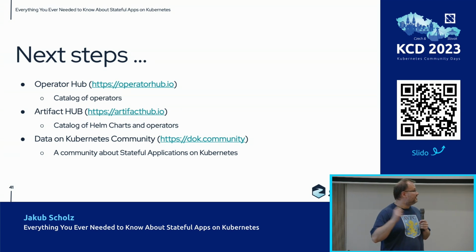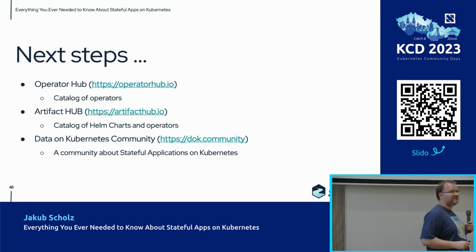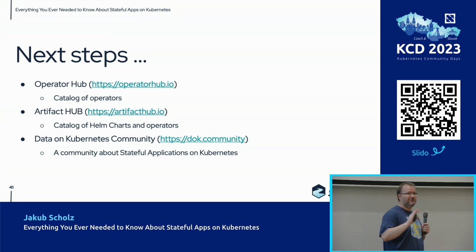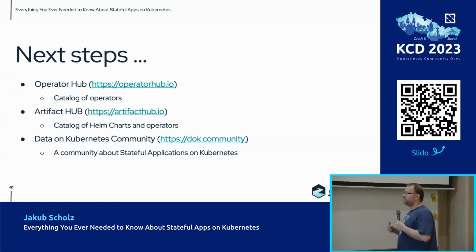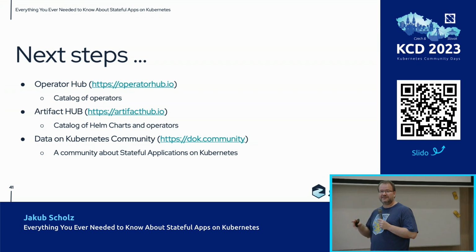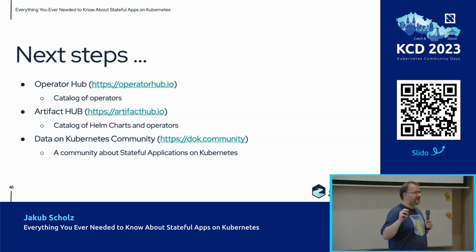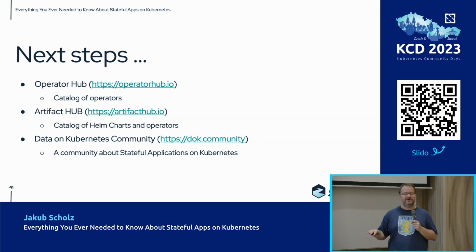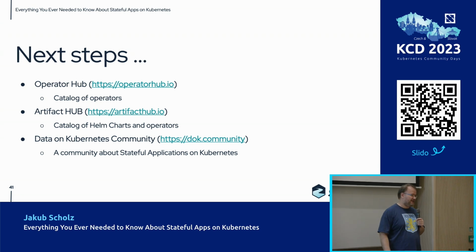So that's it. For the next steps, I hope I got your interest and you will now try, if you are not running any stateful application, to run some. Just some next steps. The Operator Hub and Artifact Hub are catalogs for operators and for various Helm charts and so on. So if you want to try running your database or messaging system on Kubernetes, this might be a good first step to find the right Helm chart or operator.